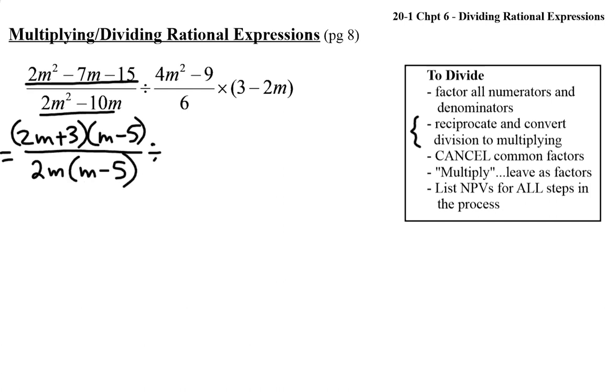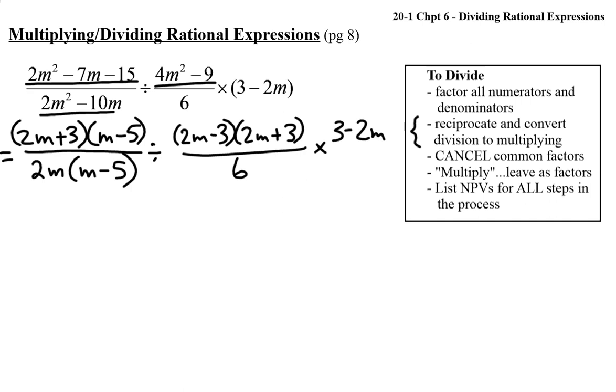Divided by 4m squared minus 9, which is a difference of squares. We're left with 2m minus 3 times 2m plus 3 over 6. Nothing happens there. And we're multiplying that by 3 minus 2m, which is over 1. So I can put it into fraction form just for consistency. So we factored all numerators and denominators.